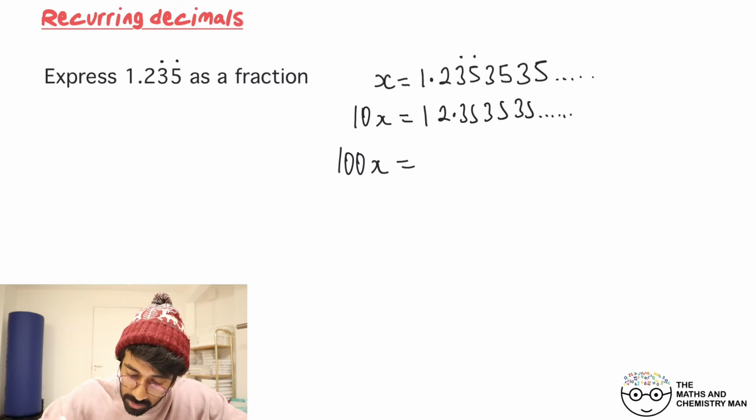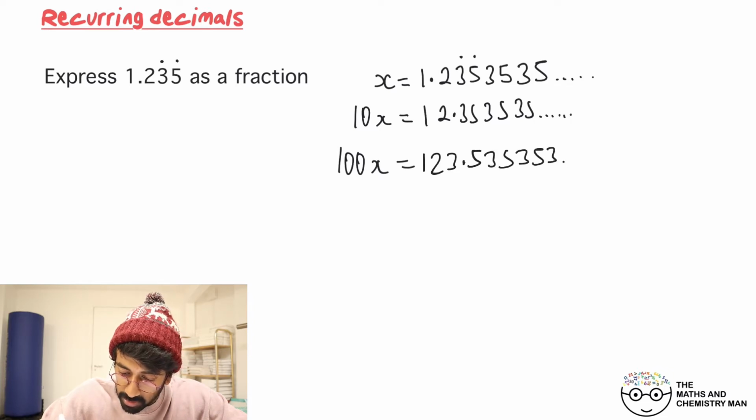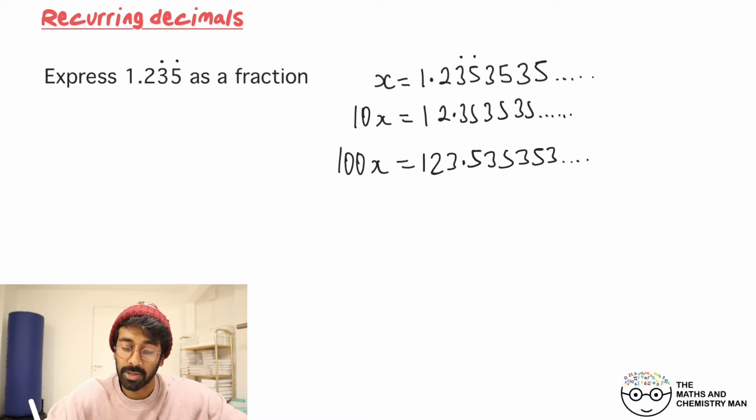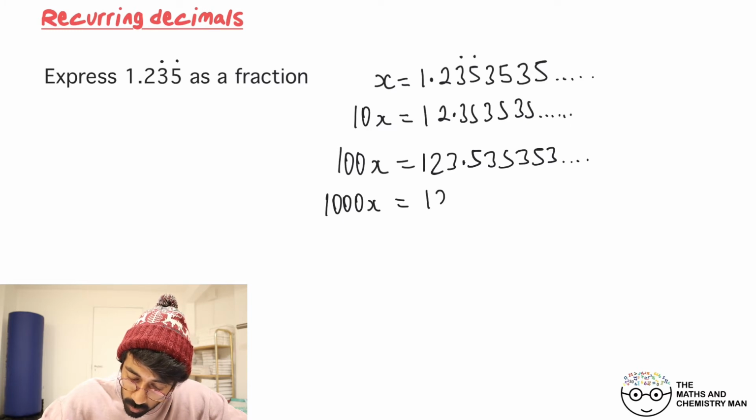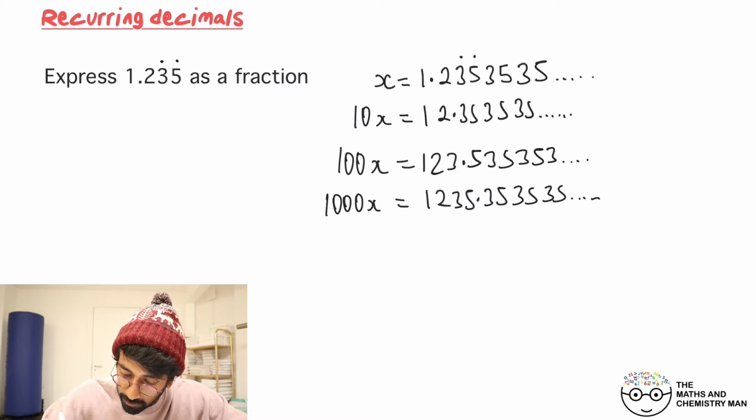So let's pop that down. We'll have 123 point and then 535353, dot, dot, dot. We'll keep that going. And one more time, 1000x, and that's going to give me 1235.3535 and 35. There we go.